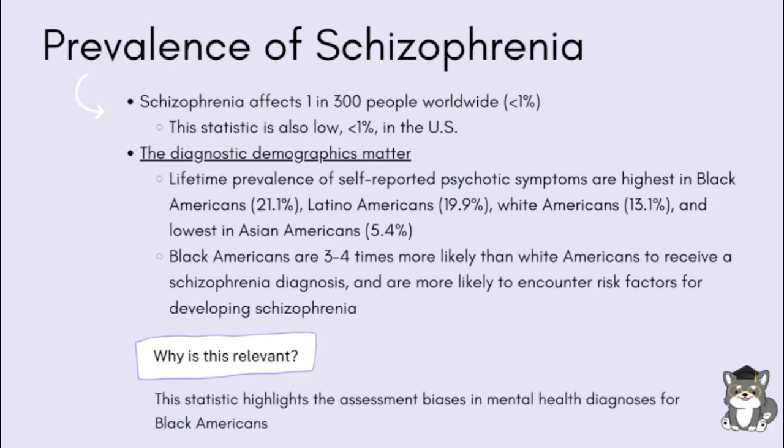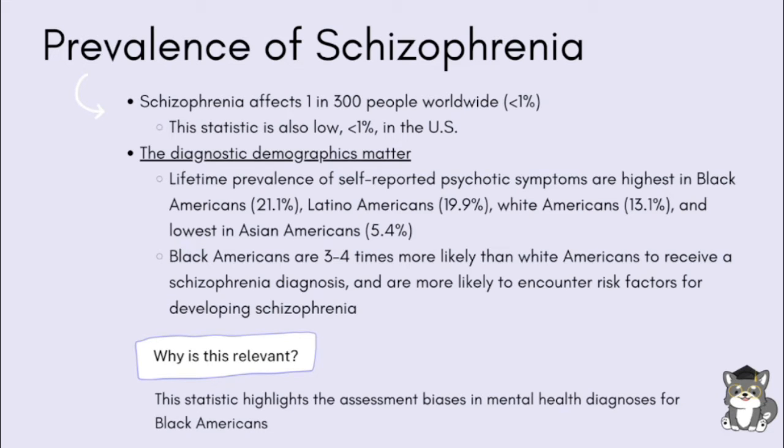So now we're going to dive a bit into the prevalence of schizophrenia, what these statistics actually look like. Schizophrenia affects 1 in 300 people worldwide, that's less than 1%, and this statistic is similarly low in the US. One thing we want to emphasize and note is that the diagnostic demographics of mental health disorders do matter, and schizophrenia is an example of this.